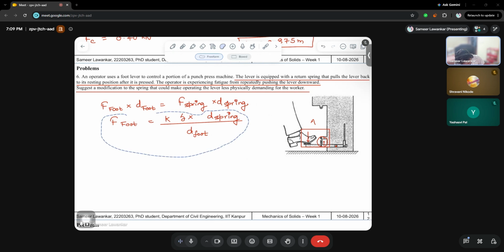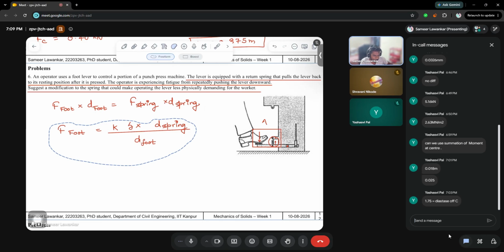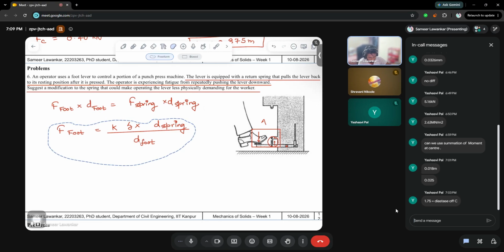the amount of force is reduced. A very simple theoretical question, you just need to understand. So can we change D spring? Can we change D foot? Can we change delta? Or can we change K? And should we increase something or should we decrease something?